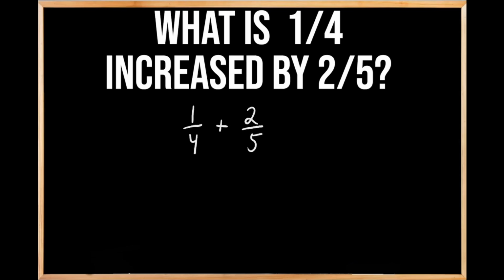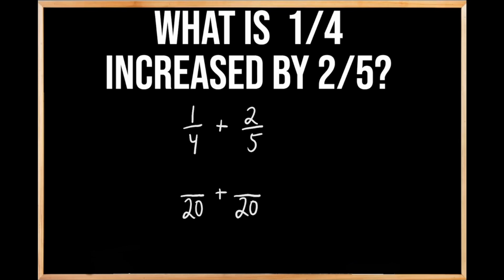2/5. So in order for us to solve this problem here, the first thing we need to do is we need to rewrite these fractions with a common denominator. And a common multiple for both 4 and 5 is 20. So down below, we're going to rewrite these fractions with a common denominator of 20.